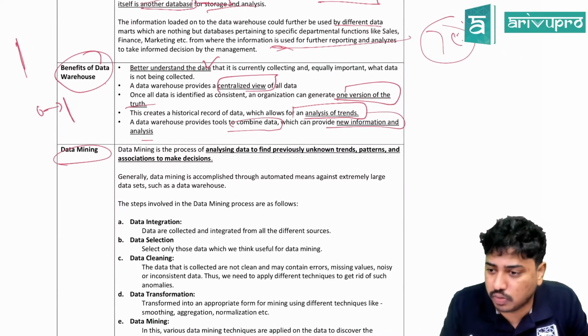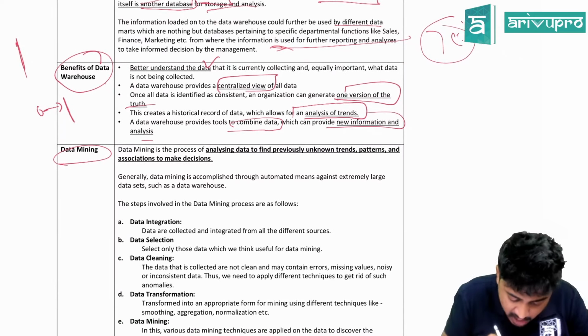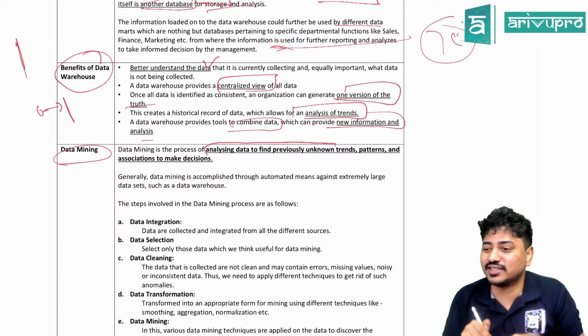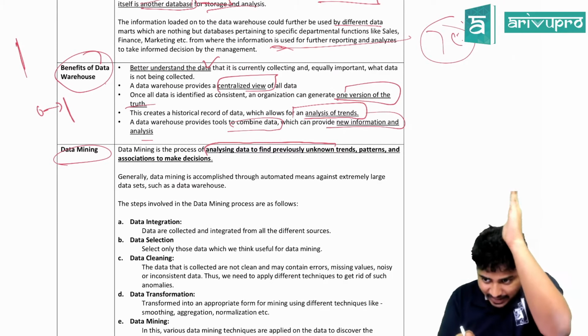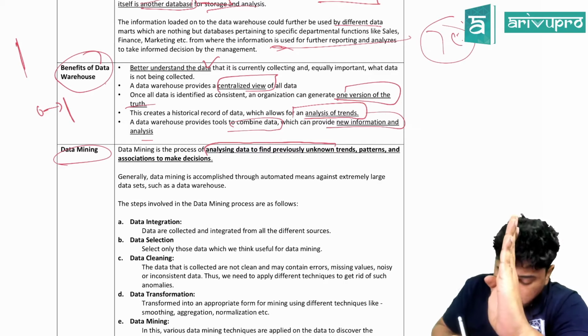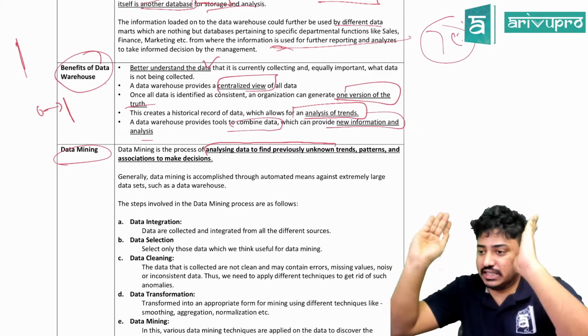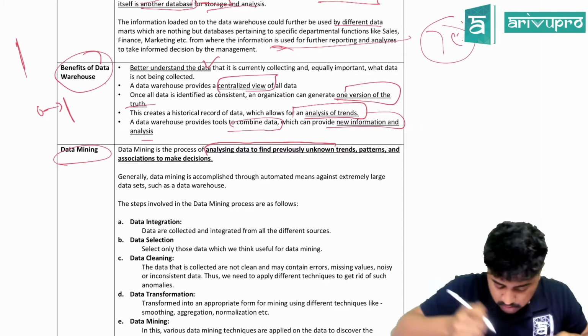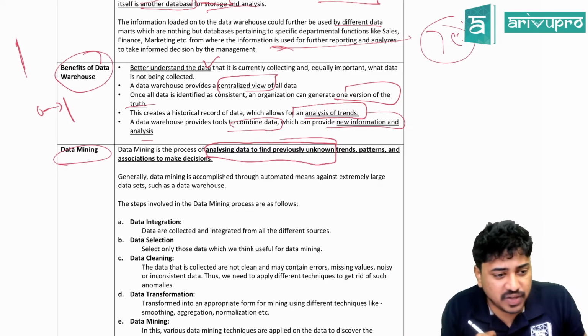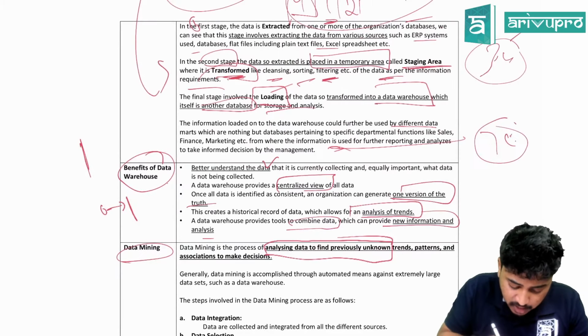Then I'll ask if you have any questions. Data mining is the process of analyzing the data. Now you are understanding, right? Data warehouse ends at storing and says you can use it for analysis. When you're analyzing, we call it data mining.